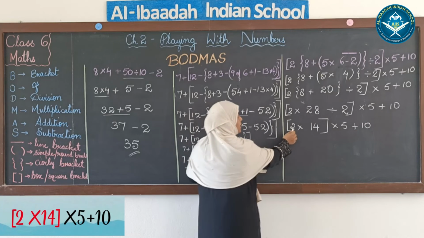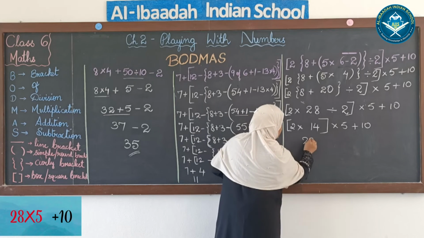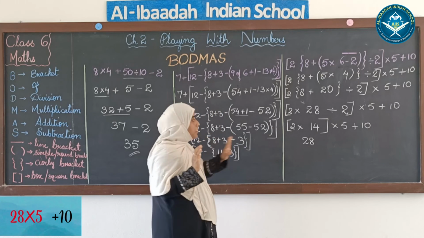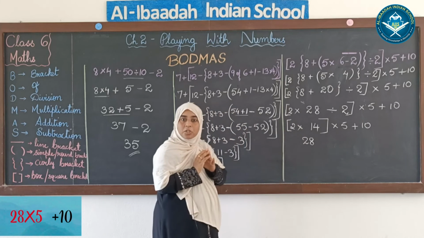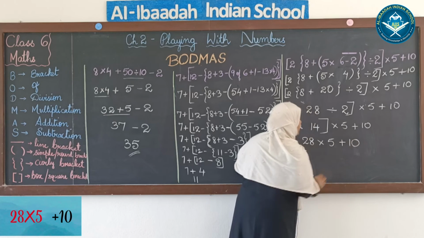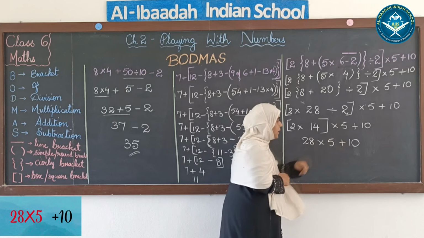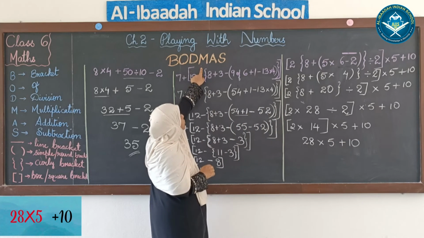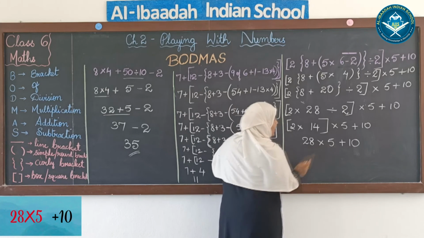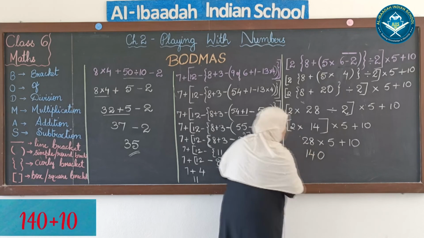Next, inside the box bracket again we have 2 into 14. 2 into 14 is again 28. See, I am done with the box bracket, so I need not draw the box bracket anymore. I have done the last operation which was there inside the box bracket. So 28 into 5 plus 10. Now at the end we are left with two operations to do, that is multiplication and addition. According to the rule we have to do multiplication first and then addition. So we will multiply 28 and 5. 28 into 5 is 140.